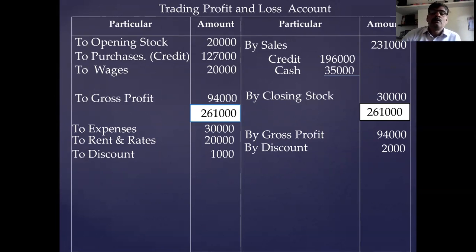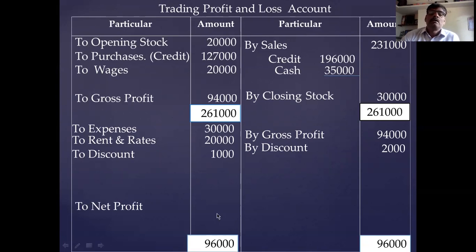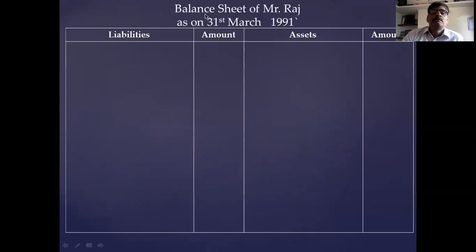This is the information. You close the account and take the net profit. Net profit is 45,000. Okay. Net profit 45,000. Now you go to the balance sheet. This is the balance sheet of Mr. Raj as on 31st March 1991.